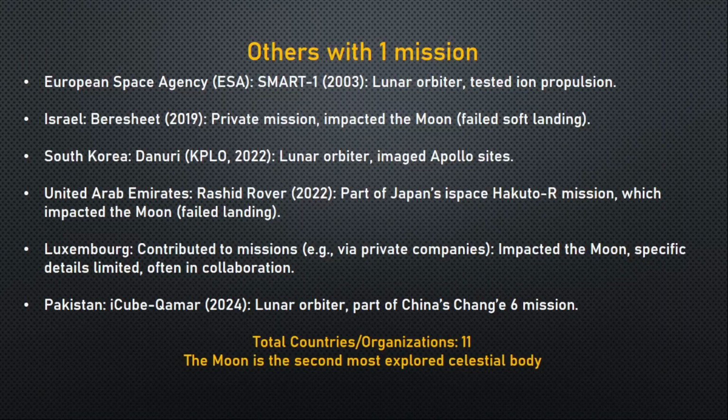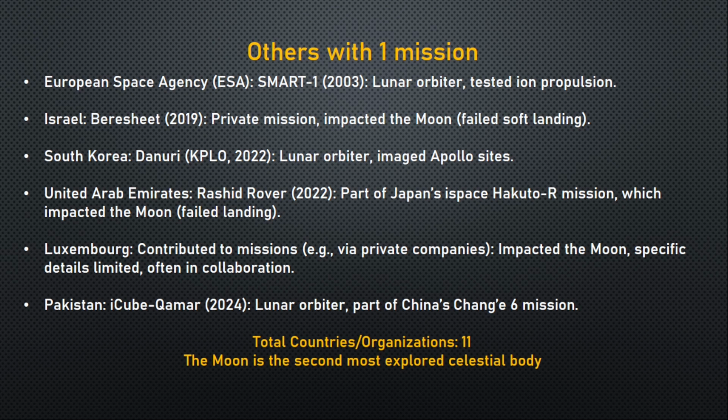So others, we have others that have been sending 1 mission each. We have the European Space Agency representing the European countries. In 2003, they sent SMART-1, a lunar orbiter. Israel too, in 2019, it was a private mission. It was supposed to soft land, but it failed, so it had a hard landing. Well, before that, they took pictures.